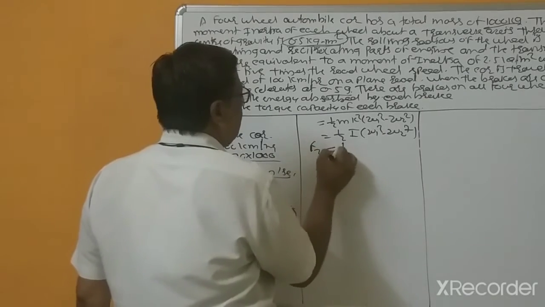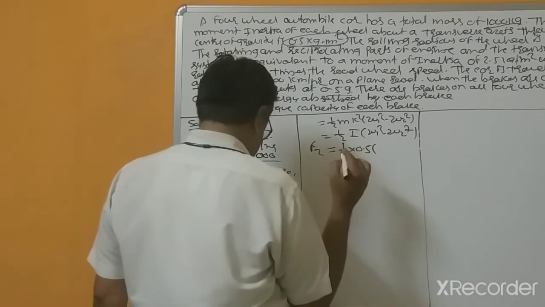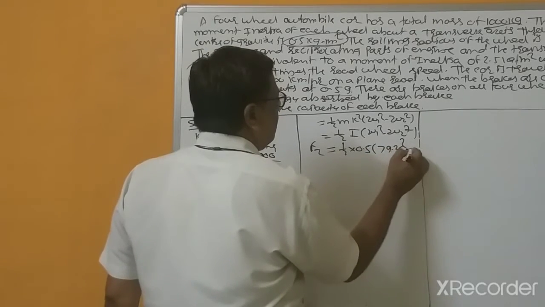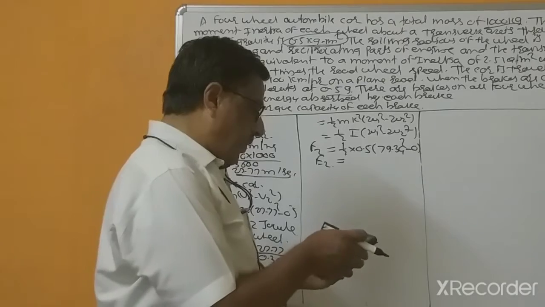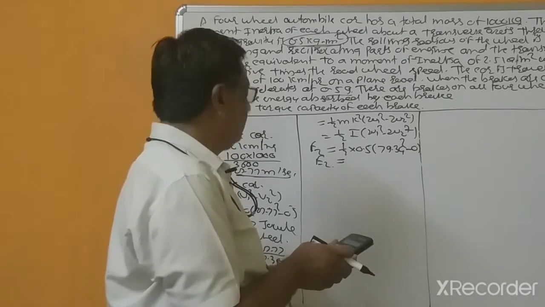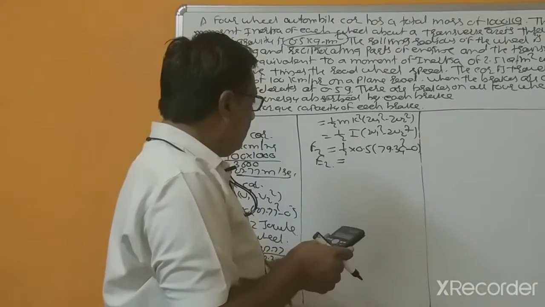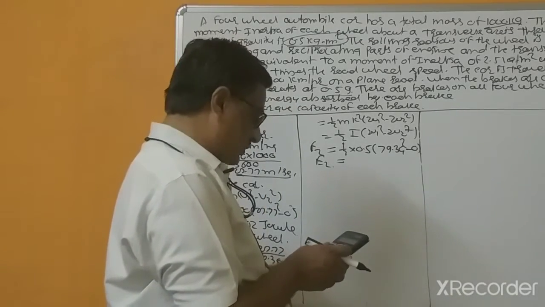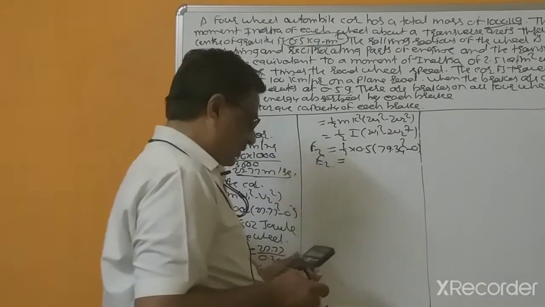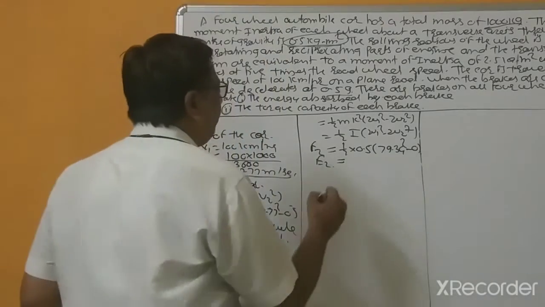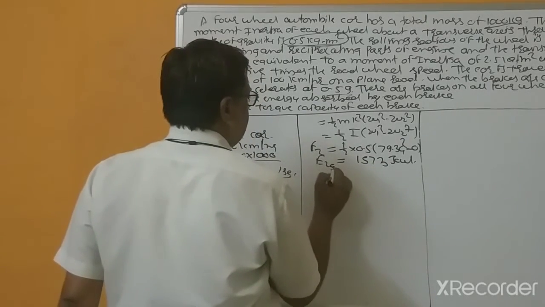So that's why E2 equal to 1 by 2, this is 0.5 multiplied by 79.34. So this is E2. So this is for a single wheel, multiplied by, divided by 2. So this is equal to 1573 joule. So this is for a single wheel.